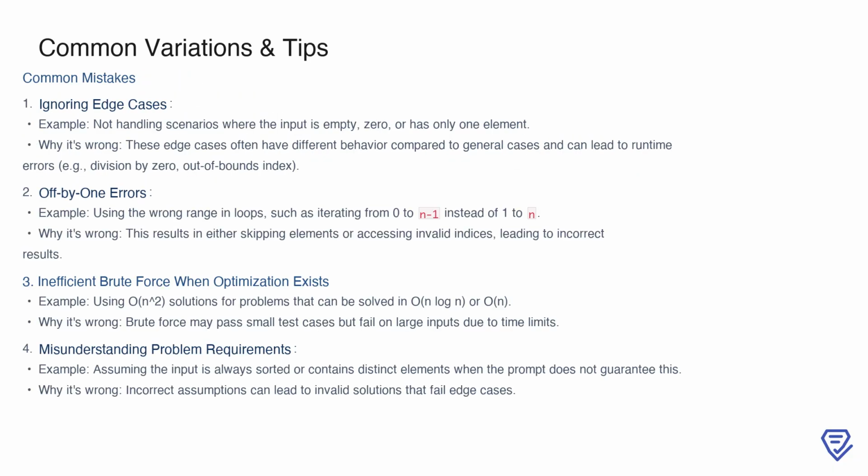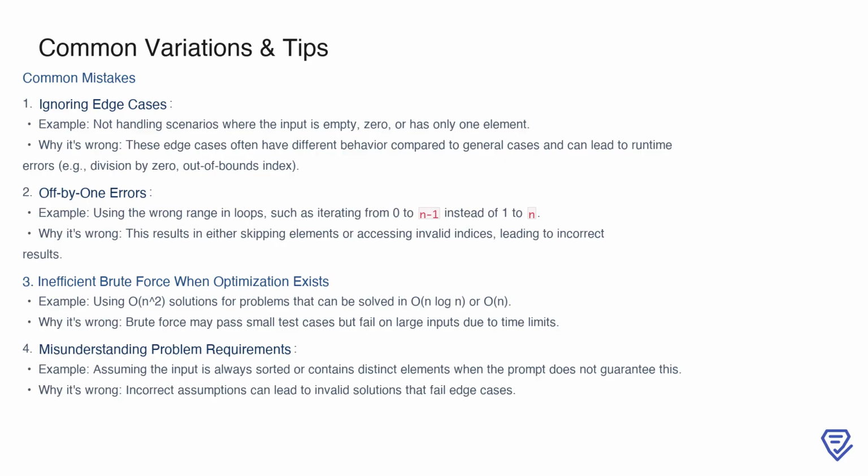One of the most common mistakes when solving problems like this is ignoring edge cases. For example, if the input is empty, 0, or has only one element, it might behave differently compared to general cases. This can result in runtime errors, such as division by 0 or accessing an out-of-bounds index. Another frequent issue is off-by-one errors, which happen when you mistakenly use the wrong range in loops. For instance, iterating from 0 to n-1 instead of 1 to n might skip elements or lead to invalid indices, ultimately producing incorrect results. Additionally, relying on brute force solutions when more efficient options exist is a major pitfall.